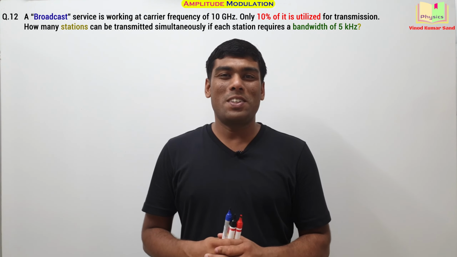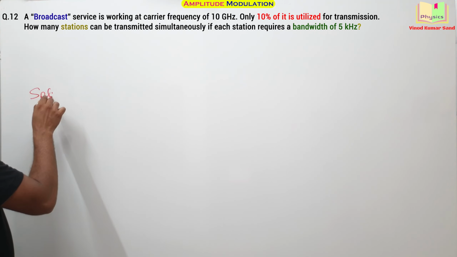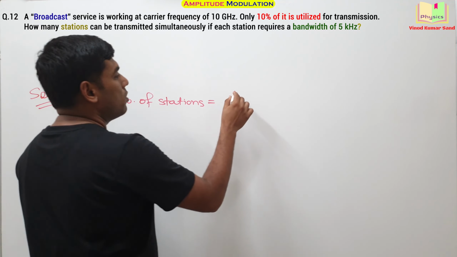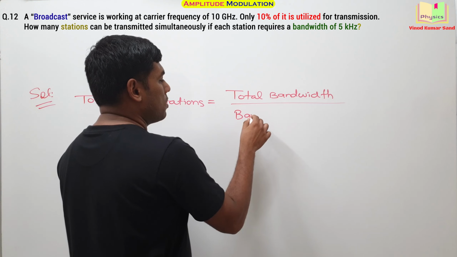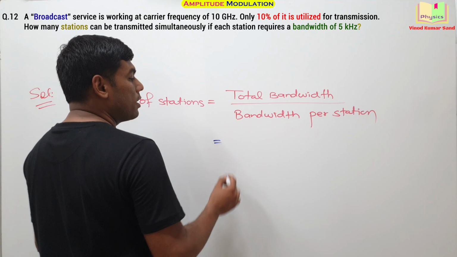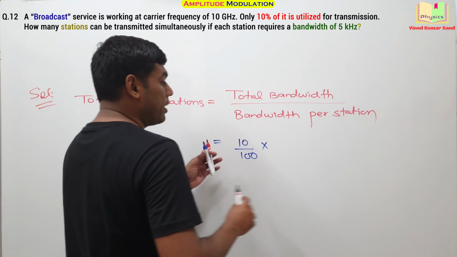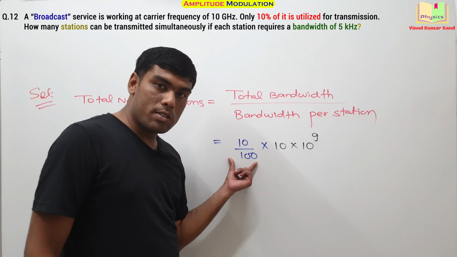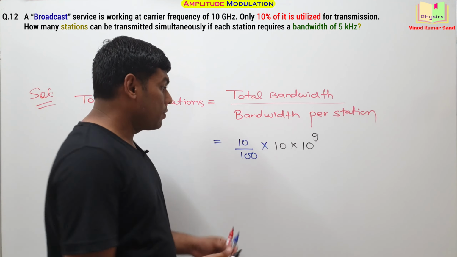It's another simple question, so you can give it a try, and I'm simplifying it on the board. We know the formula. Total number of stations is equal to the total bandwidth divided by bandwidth per station. Do you agree? Now, the total available bandwidth is 10% of 10 gigahertz. Do you agree?